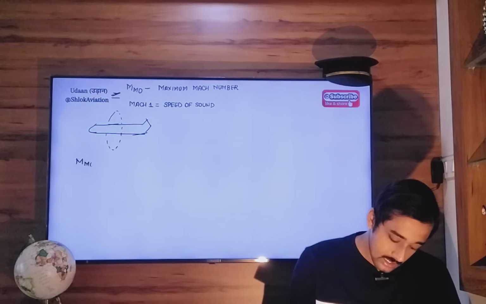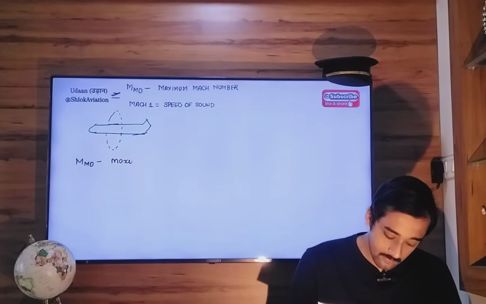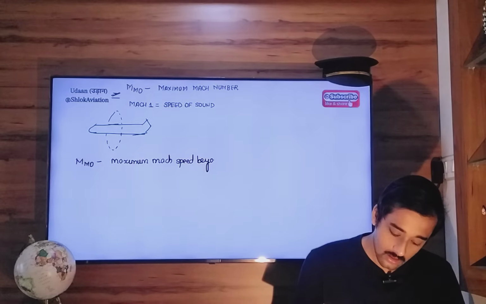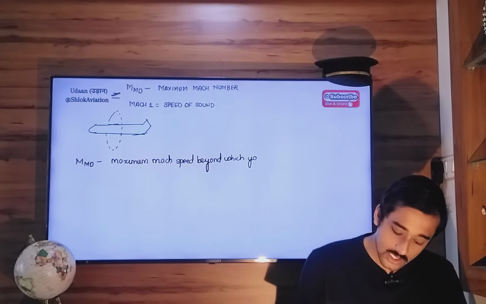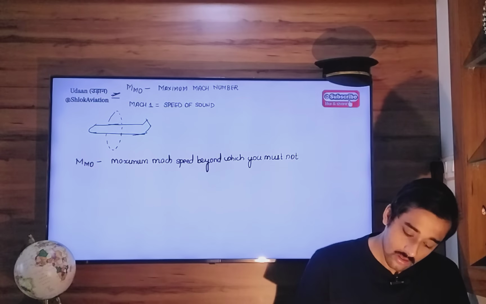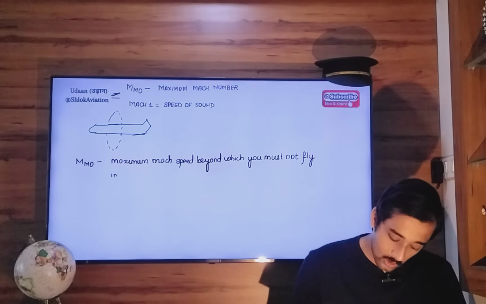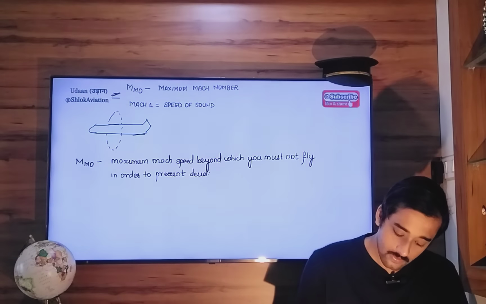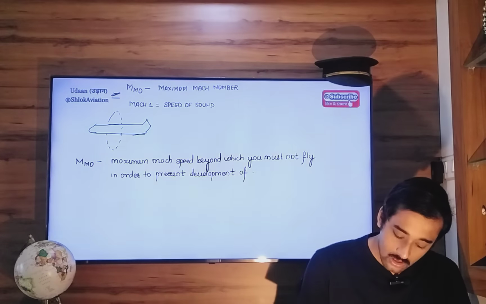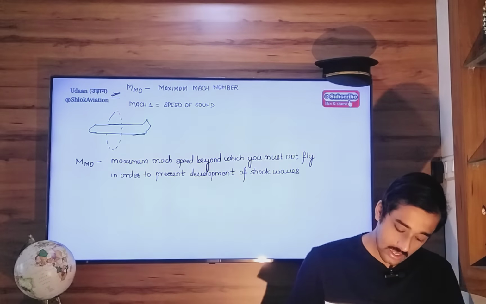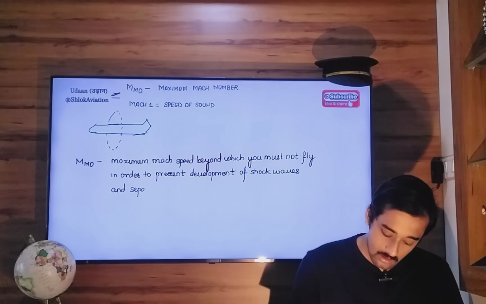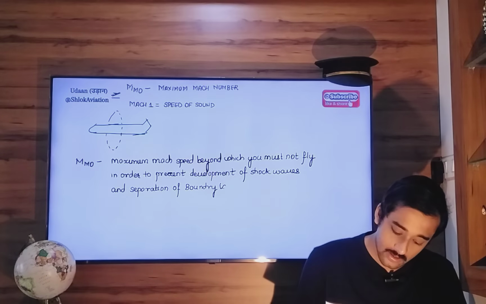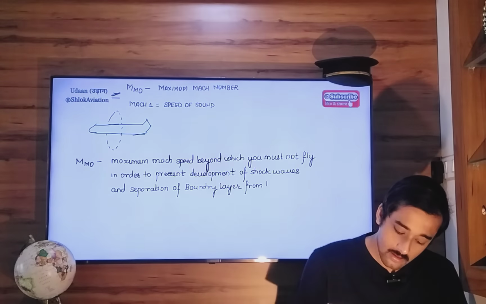So I'm writing here: MMO is the maximum Mach speed beyond which you must not fly in order to prevent development of shock waves and separation of boundary layer from the wings.